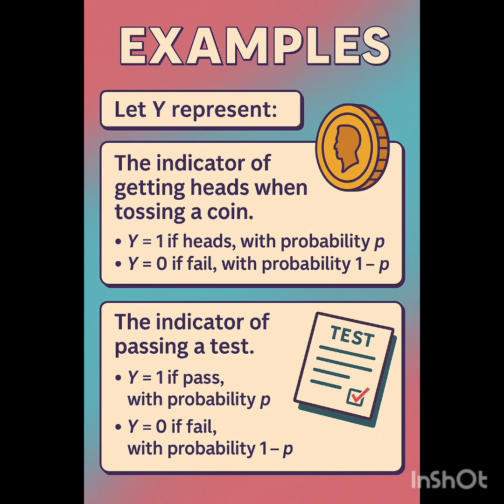For example, let y represent the indicator of getting heads when tossing a coin. If the value of y becomes 1, if head, then probability is P. If y equals 0, if fail, with probability 1 minus P. The indicator of passing a test: y equal to 1, and y equal to 0 is a failure.